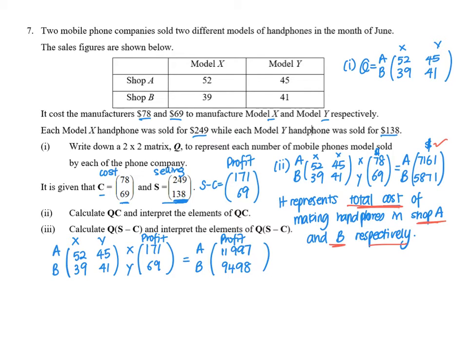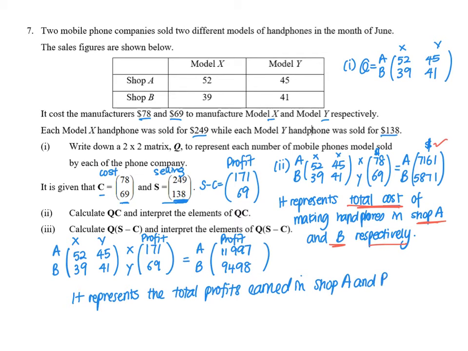What does this matrix mean? Interpret the elements. It represents the total profits earned in shop A and B respectively. So we will have our two rows, shop A, shop B, the total profits in the column, and respectively. Have you gotten the answer?